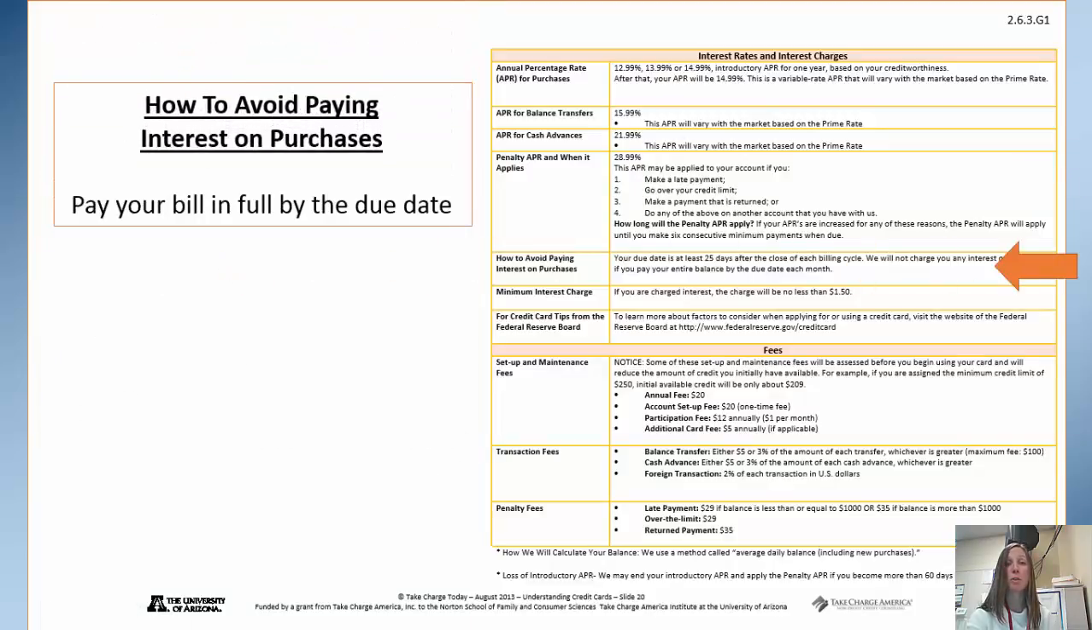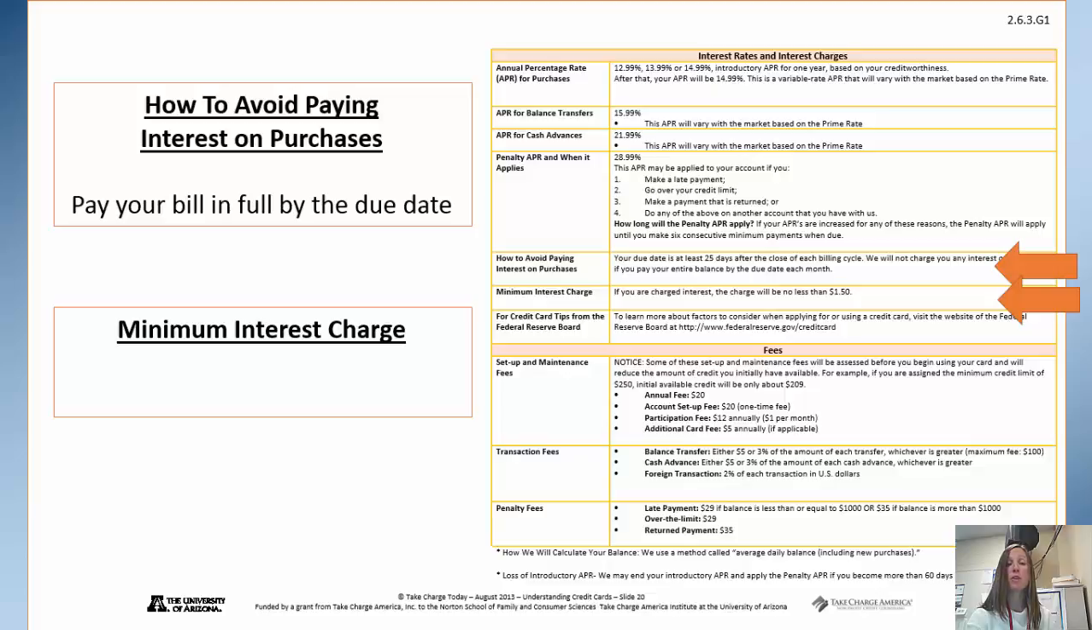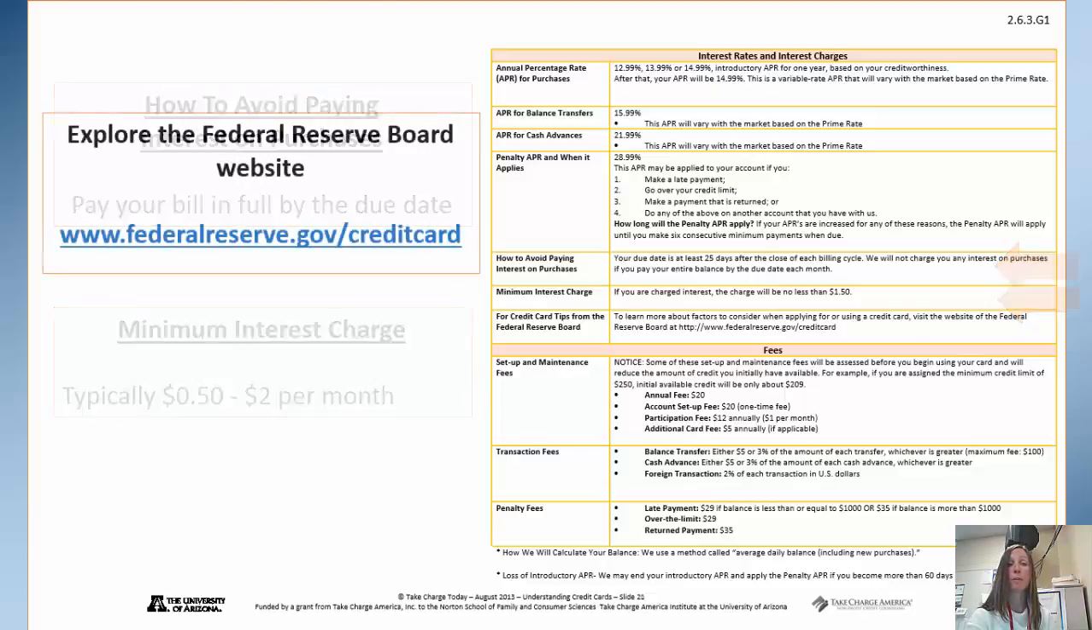So how can you avoid paying interest? It lists it right here in the Schumer box. Pay your bill in full by the due date, and you will not be charged interest. The minimum interest charge is listed there if there is one. Usually it's 50 cents to $2 a month.